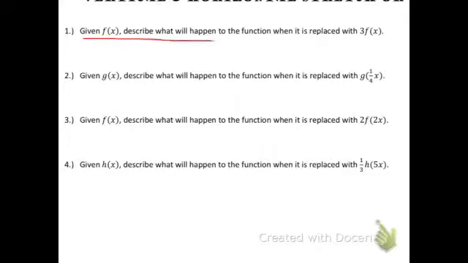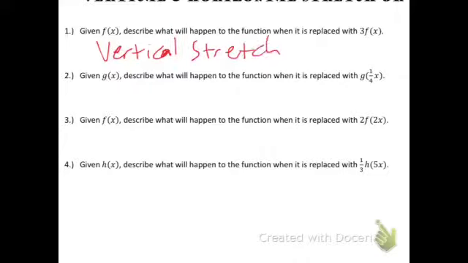If you have a function, describe what will happen to a function when replaced with 3 times the function. And you can think of the function itself being all the y values. And so if you got 3 times all the y values, you're going to have a vertical stretch. It is just going to stretch all the y values by a factor of 3. So you could think of it as being 3 times all the y values.